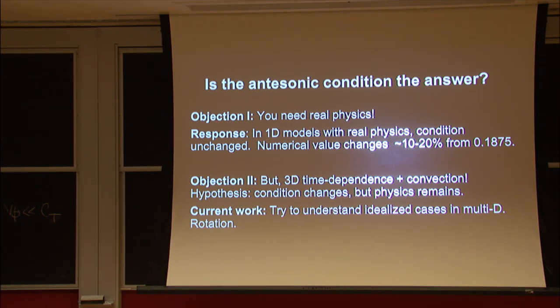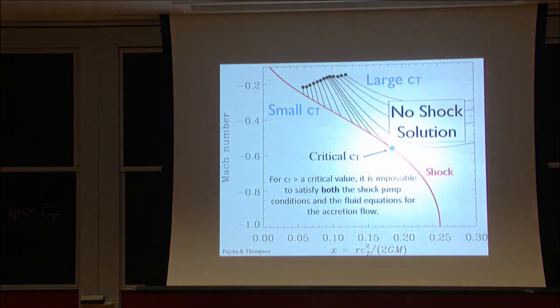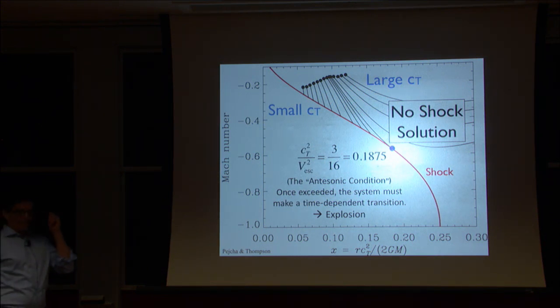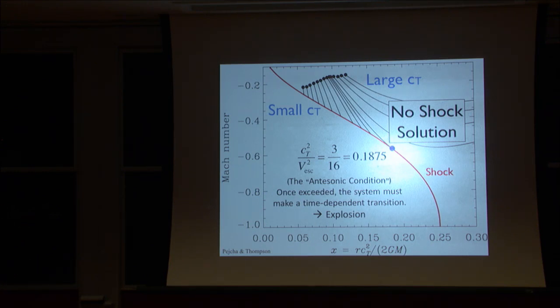Yes, Bruce. Well, I can't remember exactly. I think the 3/16 comes from gamma squared times gamma minus 1 over gamma plus 1, somebody will correct it, squared. That's where 3/16 comes from in the limit gamma goes to 5/3. Anyway, they're physically different.